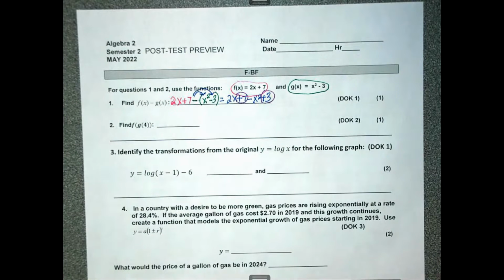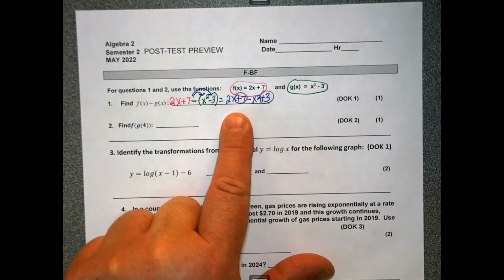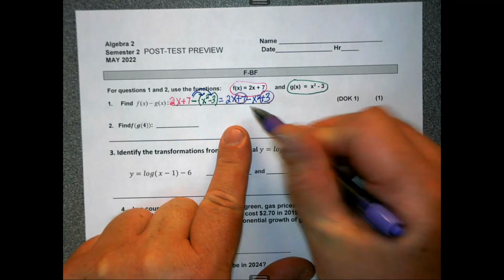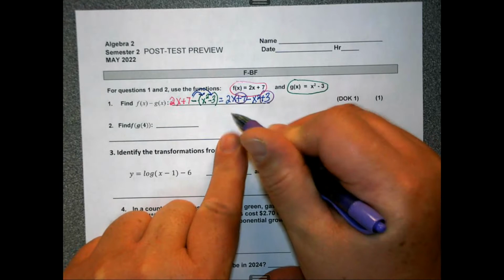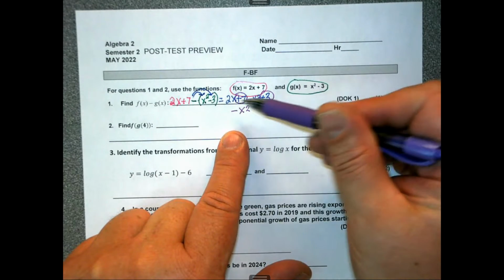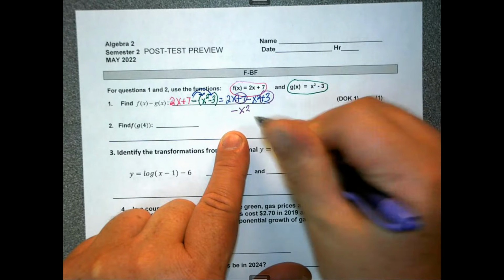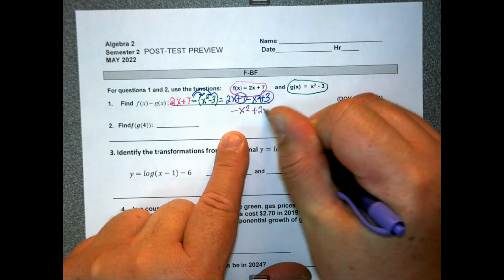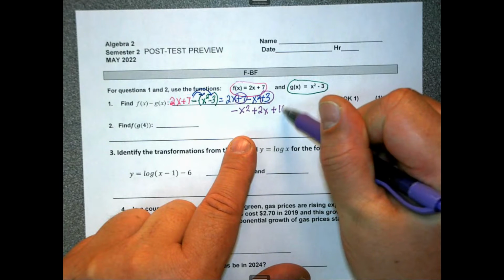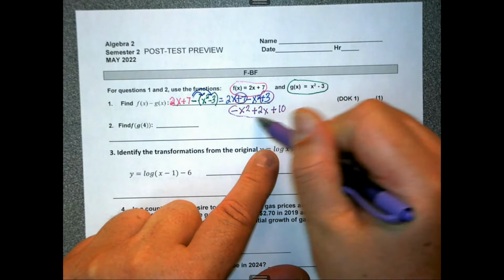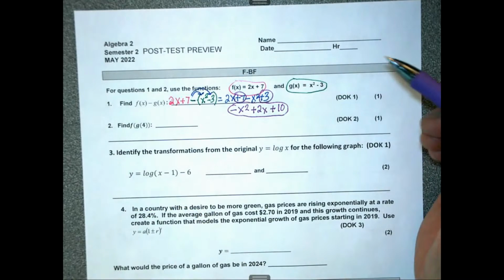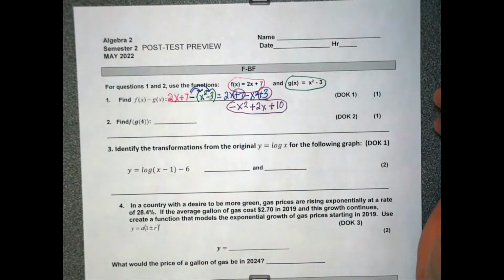Okay. So now my final answer here, I'm going to put it in standard form. So I've got my minus x squared. Let's see, I've got a positive 2x, right? And then I have 7 plus 3, which is 10. Let's leave it just like that. We're good.